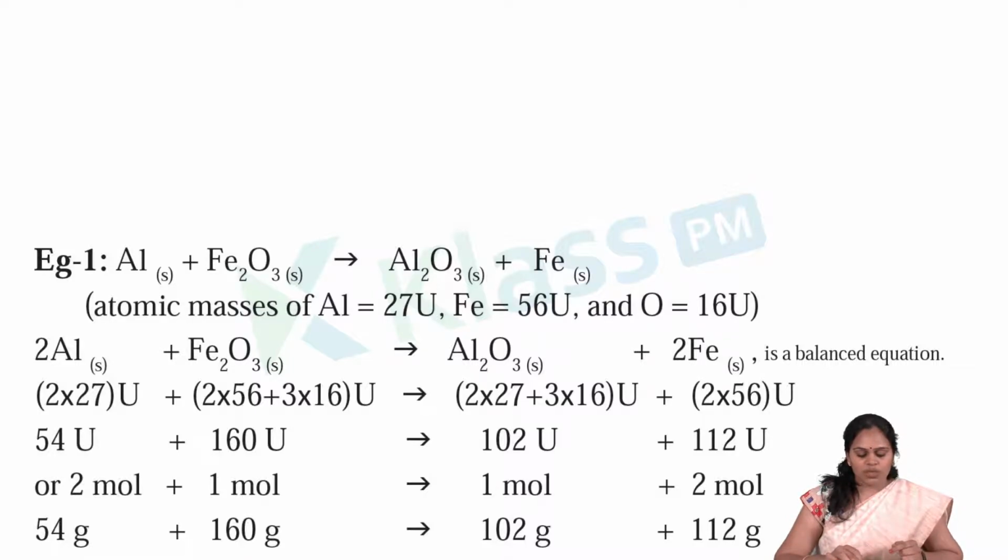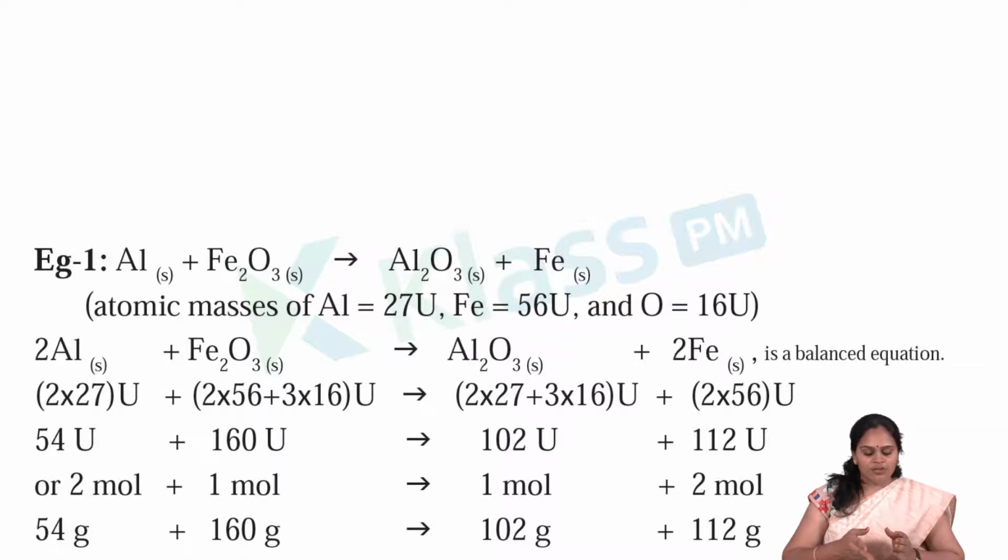2Al plus Fe2O3 gives you Al2O3 plus 2Fe. This is the balanced equation. What we need to consider here is that we need to take a balanced equation. The above given Al plus Fe2O3 gives Al2O3 plus Fe is a skeleton equation. See here, we have 1 unit of aluminium. In the balanced equation, how many atoms are we having? 2. That is 2 into 27, which gives the units of aluminium consumed in the given equation.